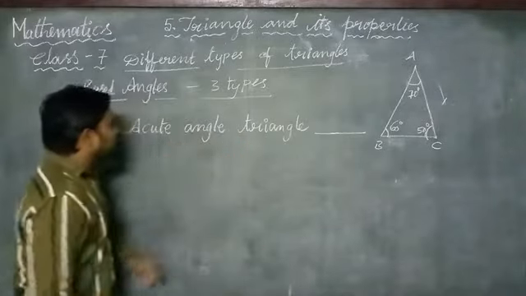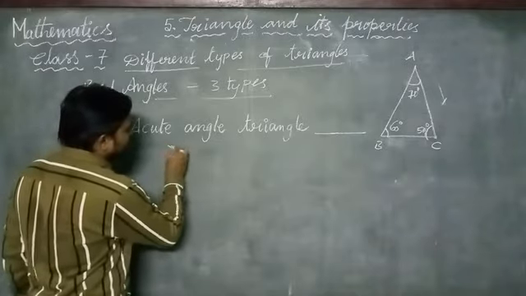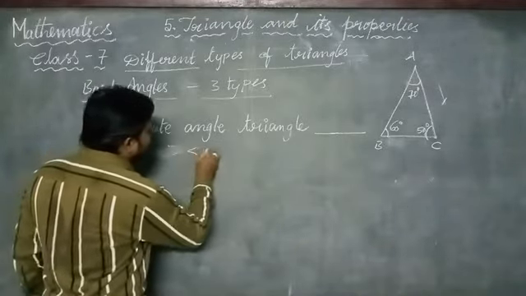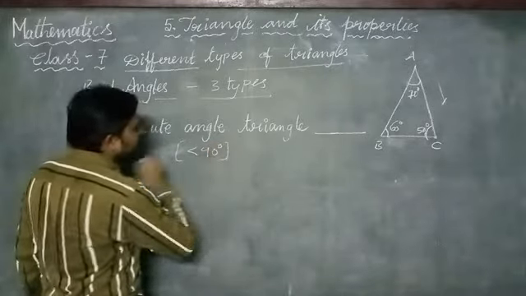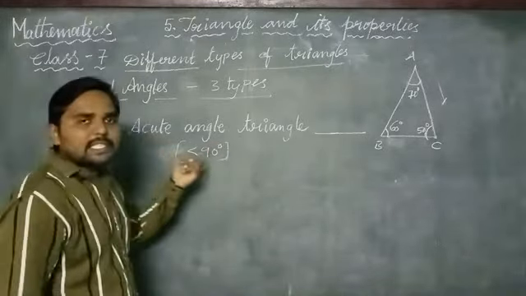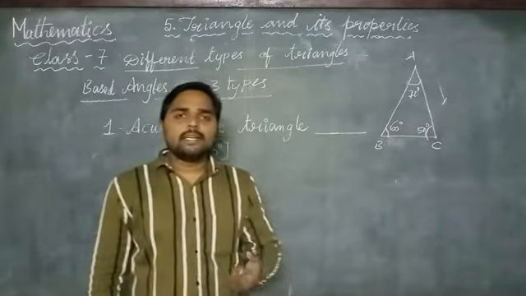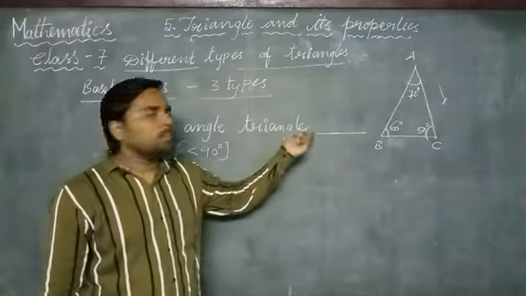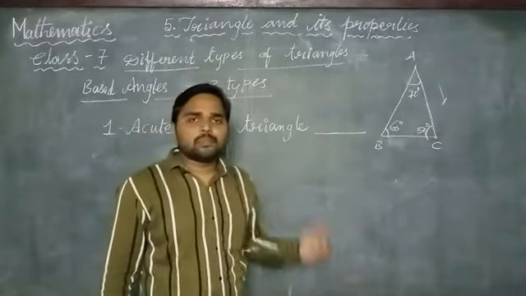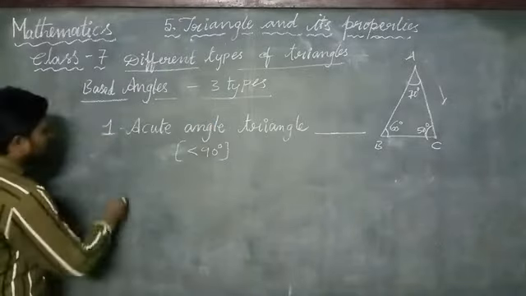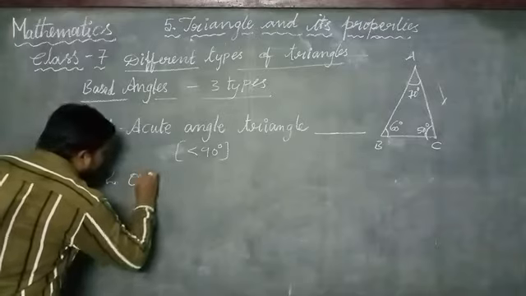So here, acute angle means less than 90 degrees. An angle which is less than 90 degrees is an acute angle, and a triangle having all acute angles is called an acute angle triangle. Now let us see the obtuse angle triangle.